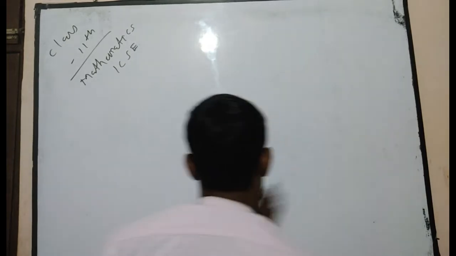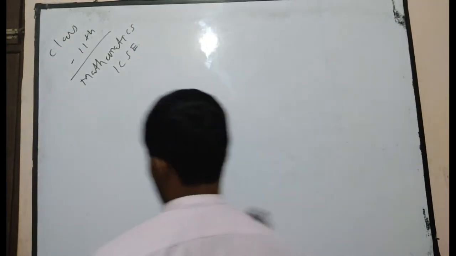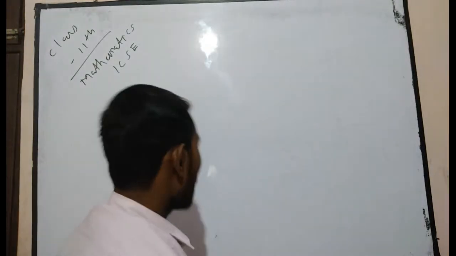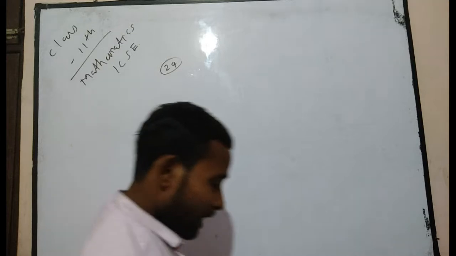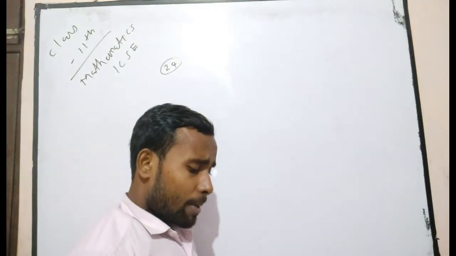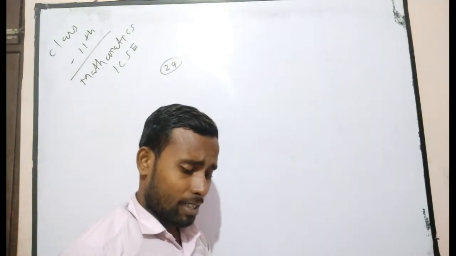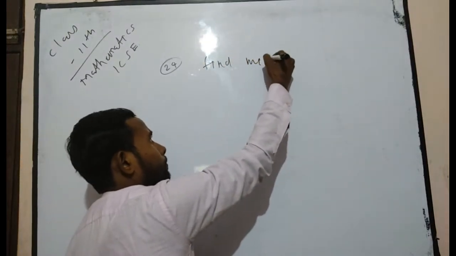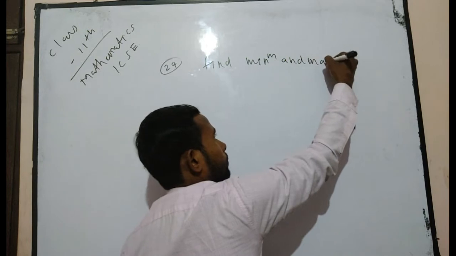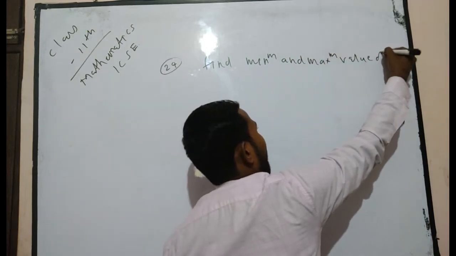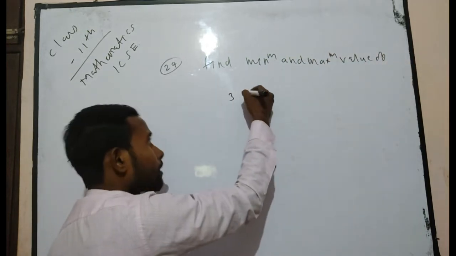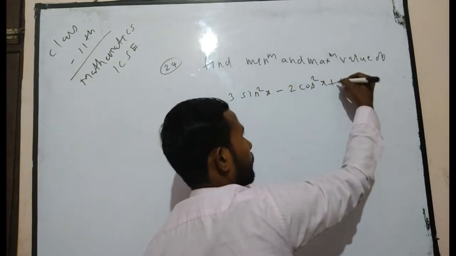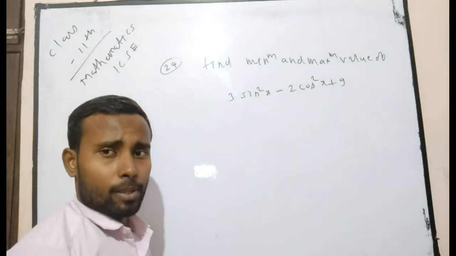Greatest integer function and smallest integer function are very, very important functions. Other than that, all functions become very easy for class 11. Now I take example 24. In example 24, find the minimum and maximum value of 3 sin square x minus 2 cos square x plus 9. You have to find the minimum and maximum value of this function.